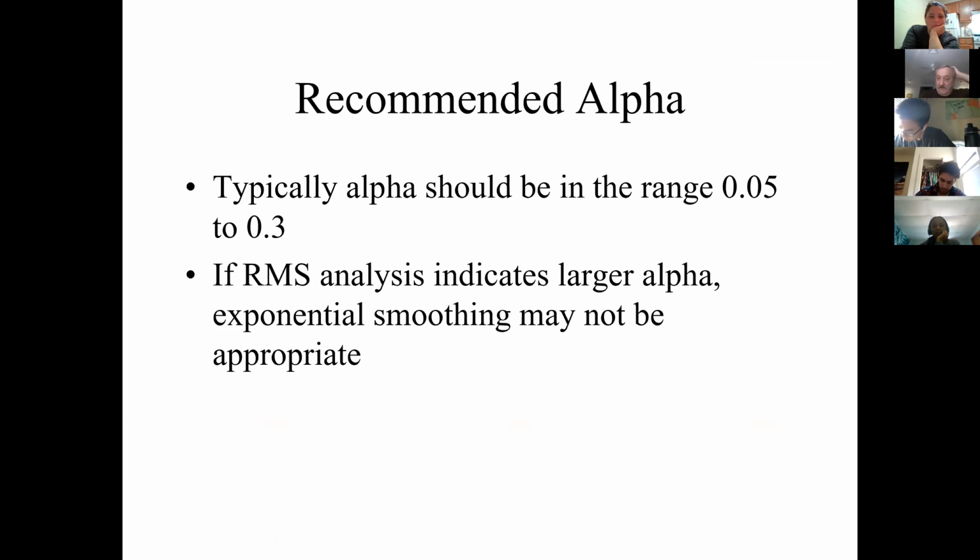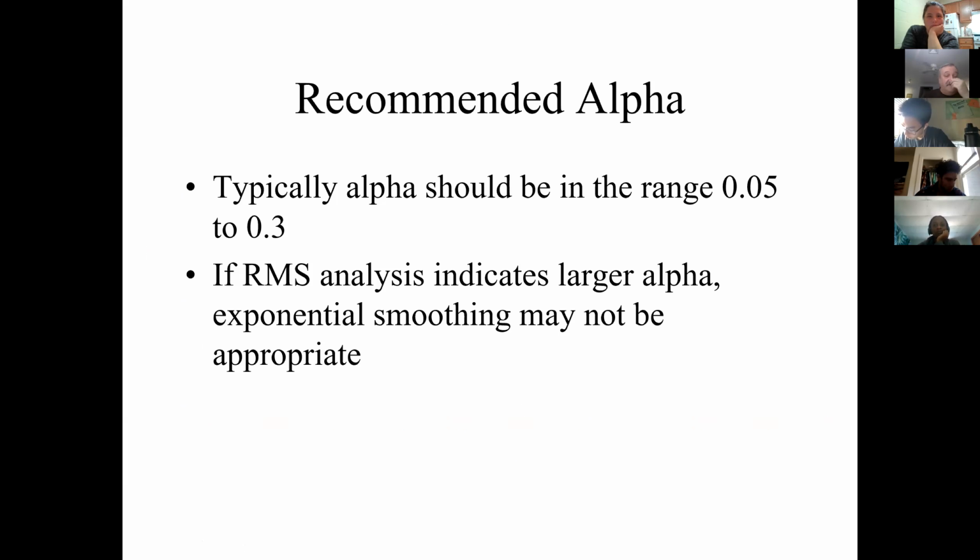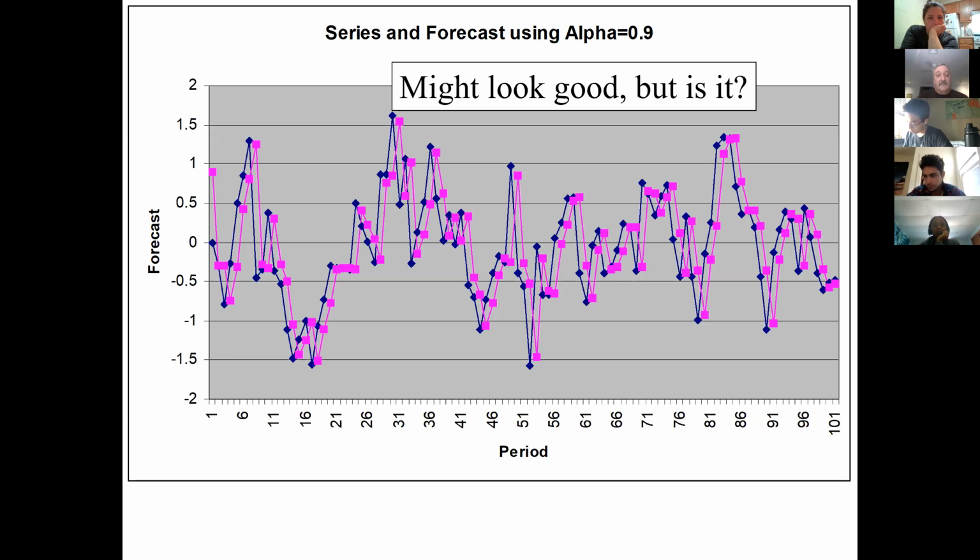All right, so when exponential smoothing is appropriate, alpha usually tends to be somewhere between 0.05 and 0.3. If you were to do an analysis like this, but the results give you a value of alpha that's significantly larger, that's a good indication that exponential smoothing or moving averages for that matter are probably not appropriate.